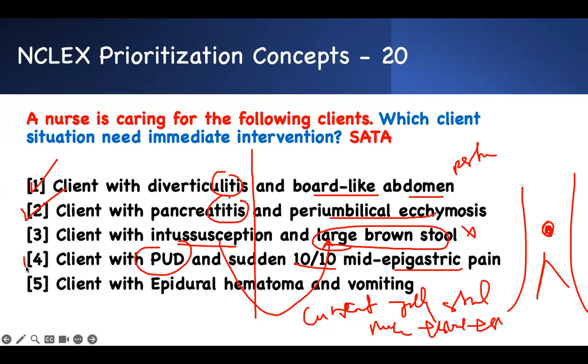Patient with peptic ulcer disease and sudden 10 out of 10 mid-epigastric pain. This one is perforation. If you have an epidural hematoma and you're vomiting, you have an ICP problem. You're dying. These are all concepts. If you don't know it, just leave it. But I want you to pick them because you know it. I've given you enough information.